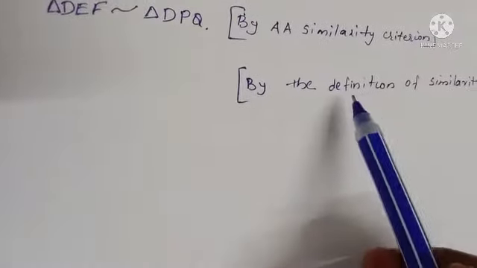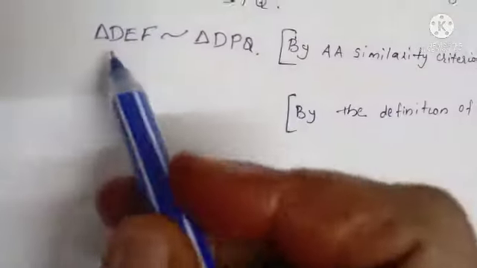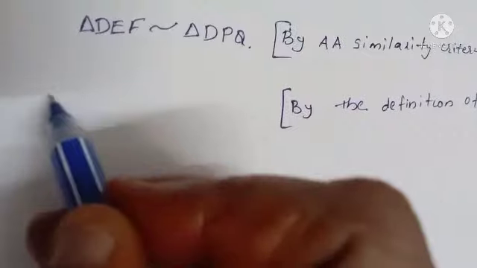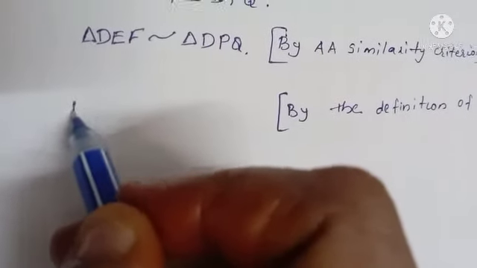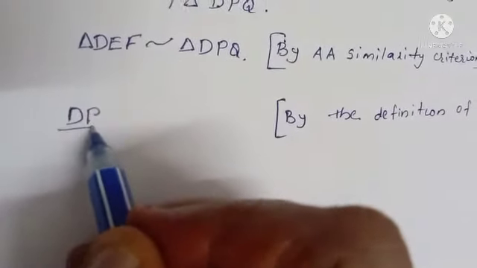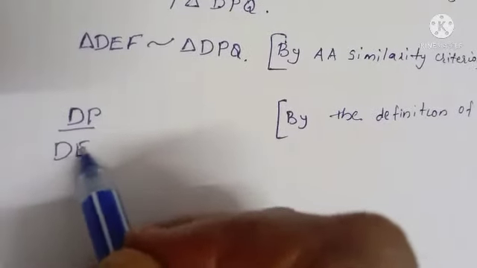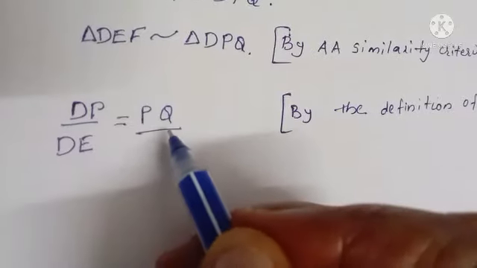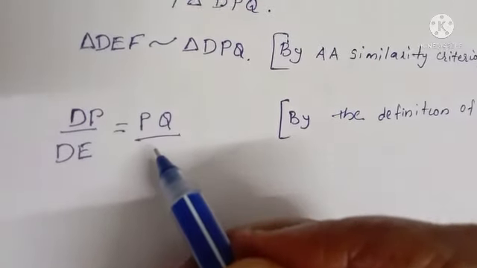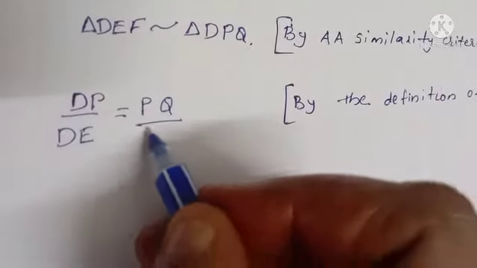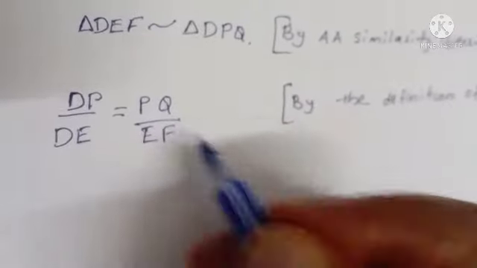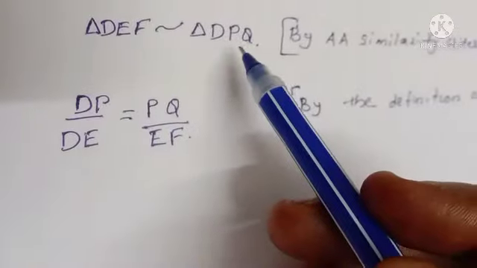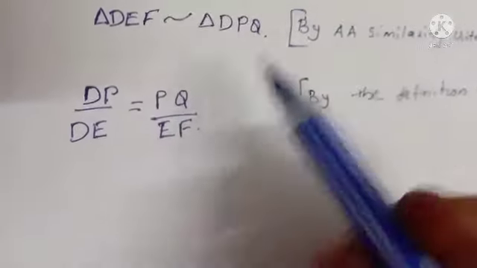Now by the definition of similarity, what can we say? The corresponding sides are proportional. So we can say DP by DE equals PQ by EF.